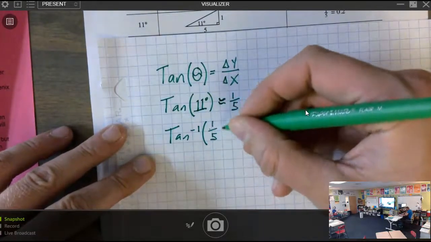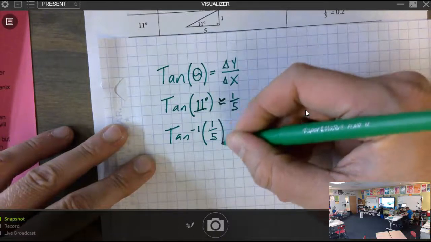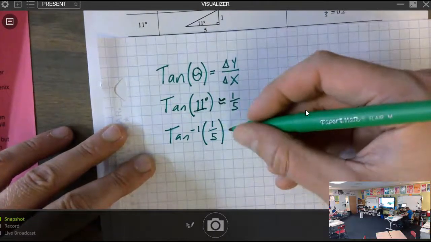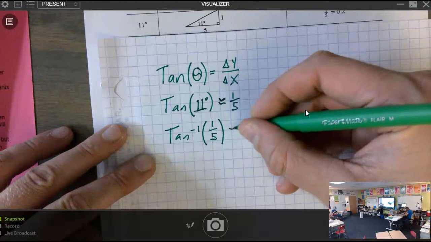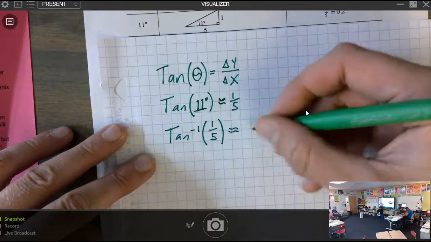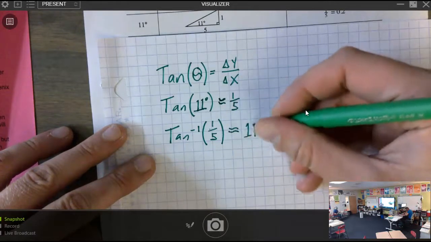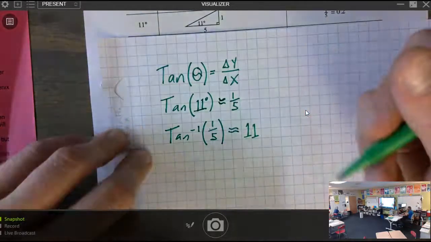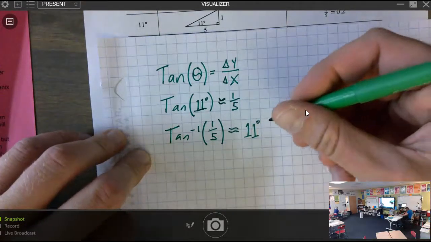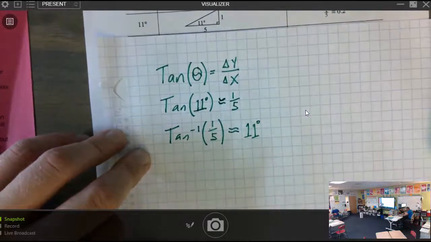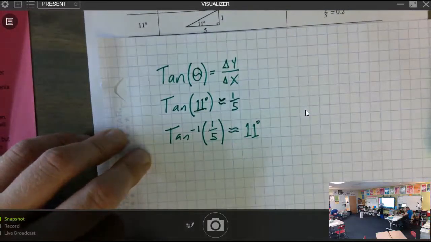Wait, what if you did 0.194 instead of 1/5? Then it would just be 11. Would it be? Yeah. Tangent to the negative first of 0.194 equals 11. You got a calculator, right? Get it out, Connor.